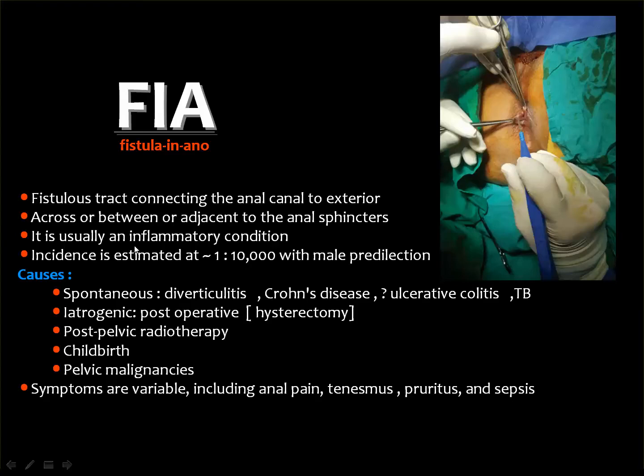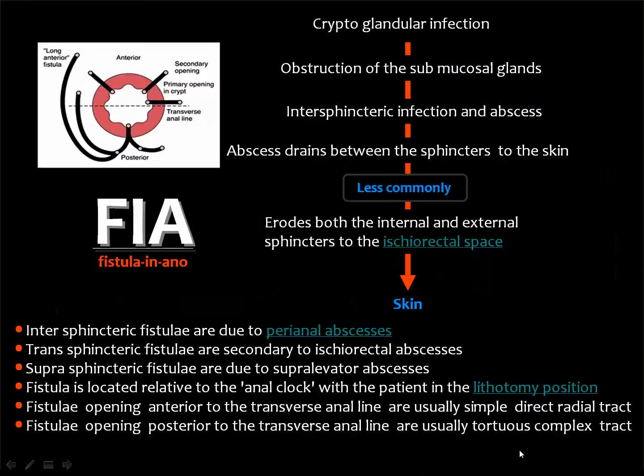Fistula is usually caused by inflammatory conditions, and there is an accepted theory for this pathology I will mention. The incidence is about 1 in every 10,000 of the population, with, they said, evident male predilection. The causes may be spontaneous in cases of diverticulitis, Crohn's disease, ulcerative colitis, and TB; or iatrogenic, like post-operative, post-pelvic irradiation, childbirth, pelvic malignancies. The symptoms are variable and they include pain, tenesmus, pruritus, and sepsis.